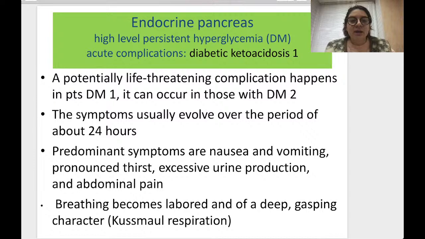It is a potentially life-threatening complication that happens in patients with diabetes mellitus type 1. It can occur in those with diabetes mellitus type 2, much more rarely, but you should know that it's possible. The symptoms usually evolve over a period of about 24 hours. Predominant symptoms are nausea and vomiting, pronounced thirst, excessive urine production, and abdominal pain. Breathing becomes labored, of a deep, gasping character. We name it Kussmaul respiration. It looks like this.